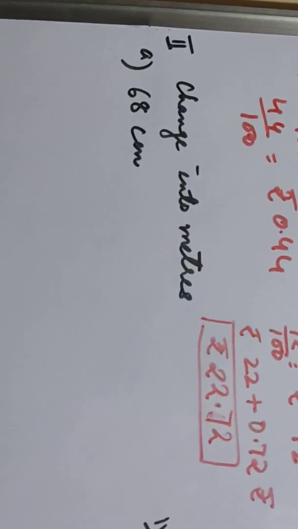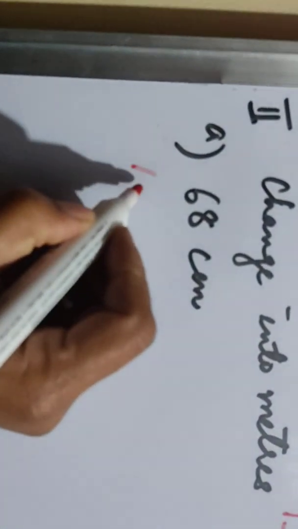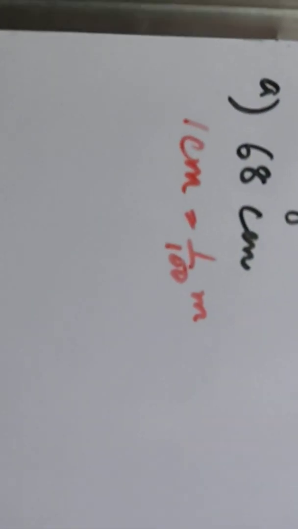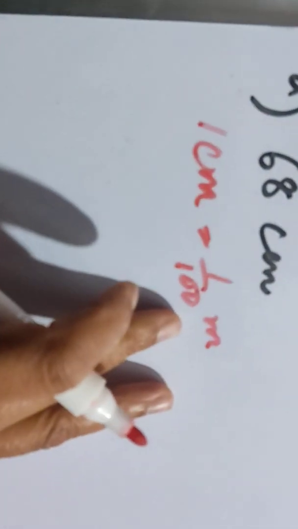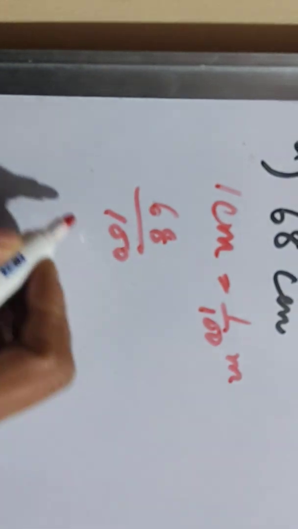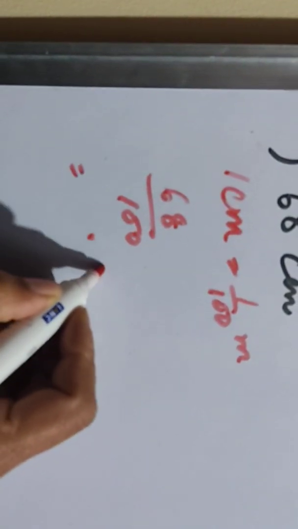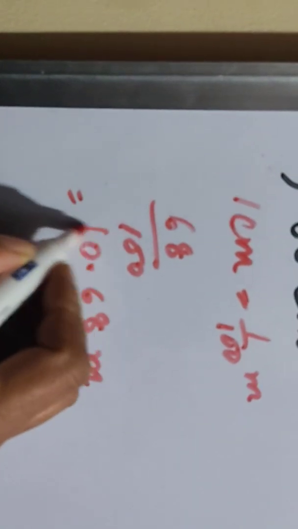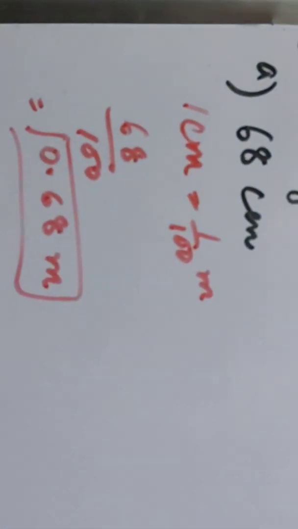Let's see another example. Change into meters, and we are given centimeters. Smaller to bigger, divide. The relationship of meter and centimeter is 100. So when we start from centimeter, write 1 upon 100 meter. Because we are going to divide, that's why it is written as 1 upon 100. So 68 divided by 100 gives you 0.68 meter. There is nothing ahead of it, so put 0. See, it is very simple.